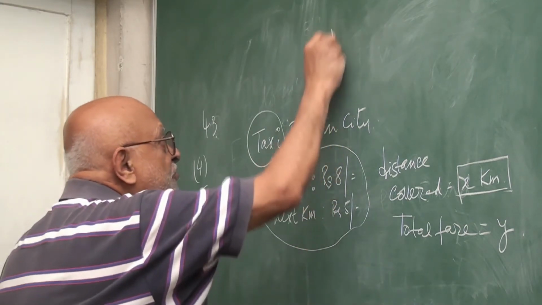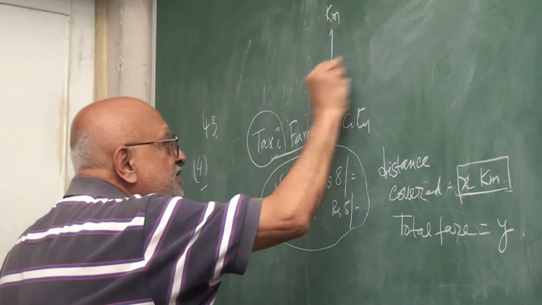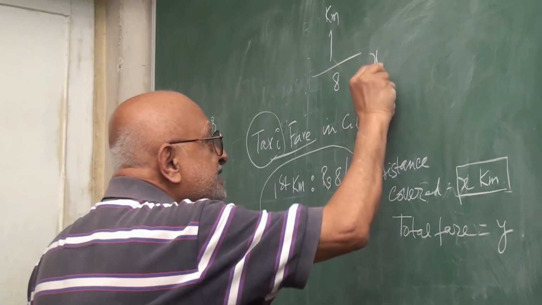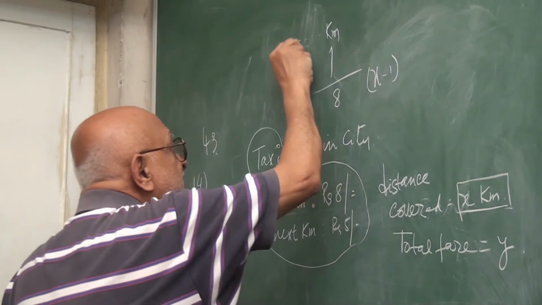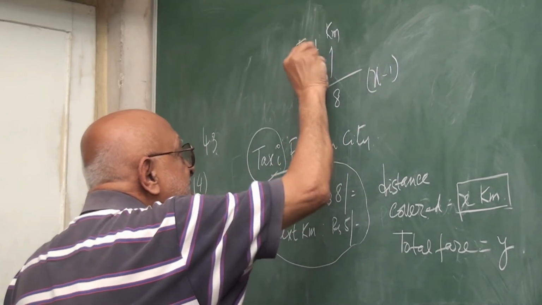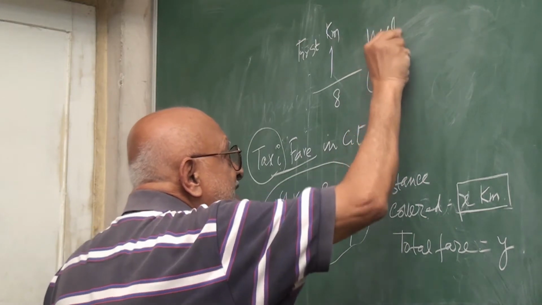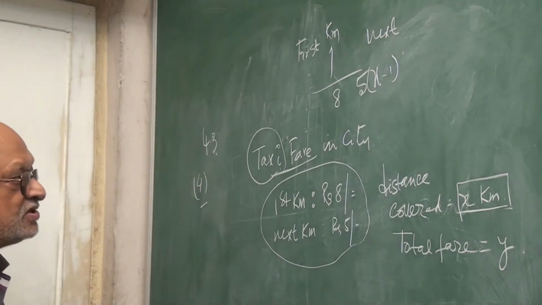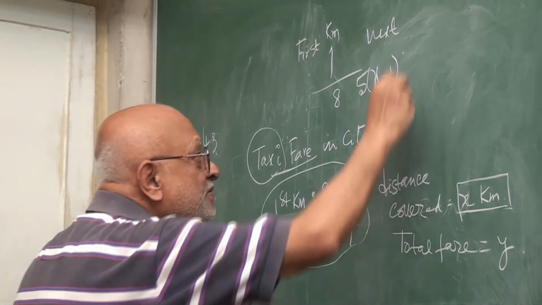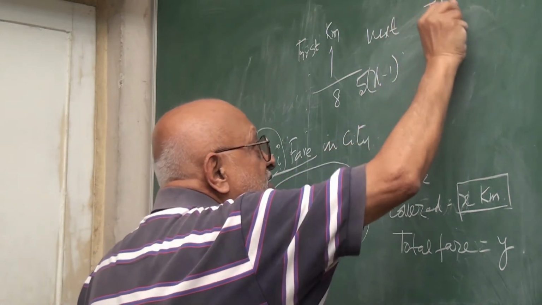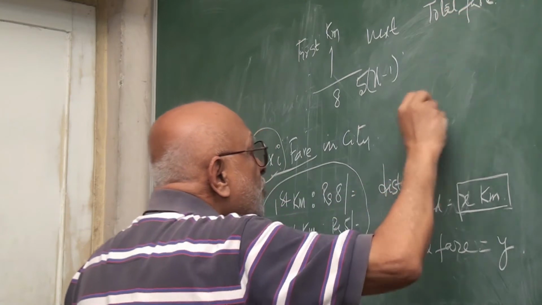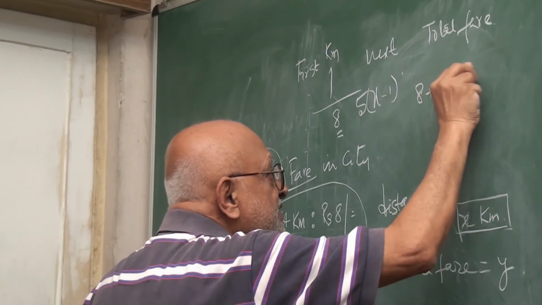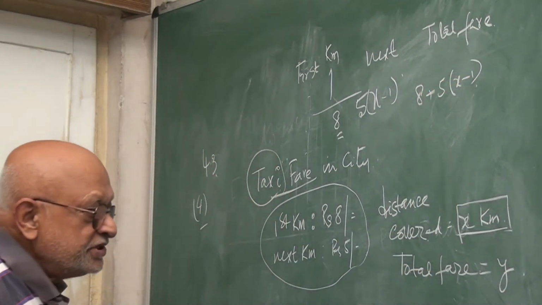For the first kilometer, I end up paying 8. The next kilometers would be x minus 1. So first kilometer, then what will the next be, and how much do I have to pay for it? 5 rupees. So I have to pay 5 rupees per kilometer. And how much will the total fare be? What I have to pay will be 8 for the first kilometer plus 5 times x minus 1. Is that okay with you? So this is the total fare.